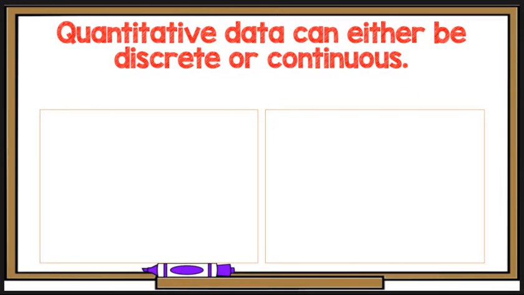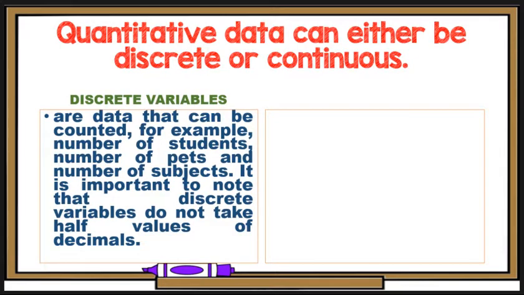Now, for quantitative data, pwede naman silang i-subdivide into two groups, discrete group at saka continuous group. When we have discrete variables, then your data can be counted. For example, number of students, number of pets, and number of subjects. Ito yung mga values that you cannot divide. For example, number of students. Wala naman tayong 1 and 1/4 na student, 'di ba? Kasi if a certain student exists, it will always be counted as one. Tao yun eh. Wala naman tayong 1/4 na tao lang, 'di ba?